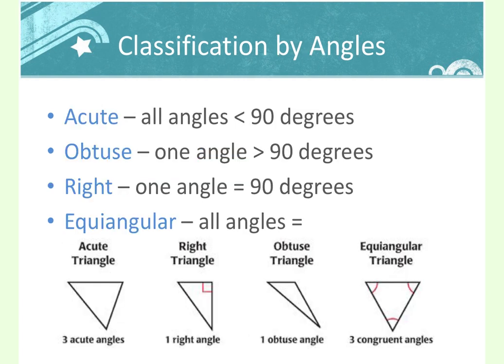Now we're going to classify by the angles. If all of the angles are less than 90 degrees, it's an acute triangle. If one angle is greater than 90 degrees, it's obtuse. If one angle equals 90 degrees, it's right. And if all of the angles are equal, it's equiangular. So just some pictures of examples underneath: acute, right, obtuse, and equiangular.